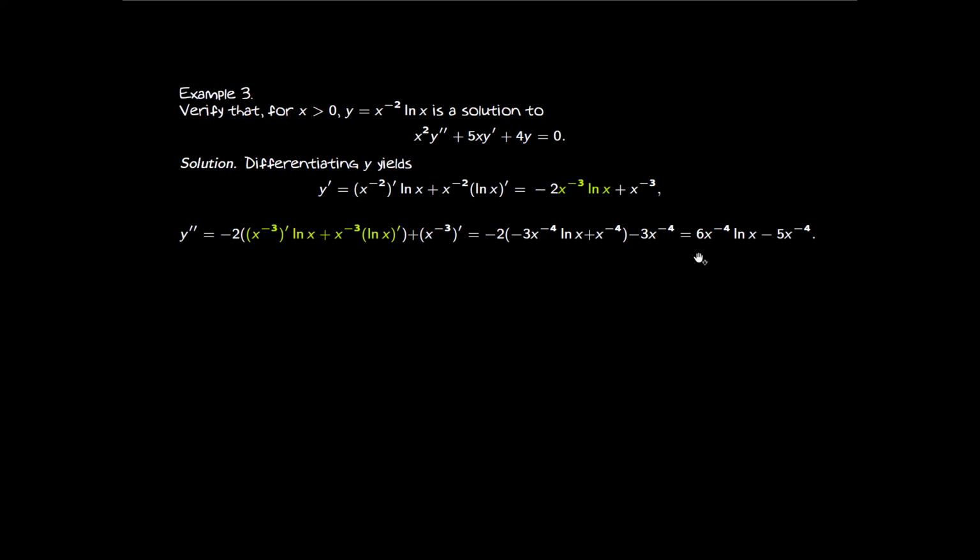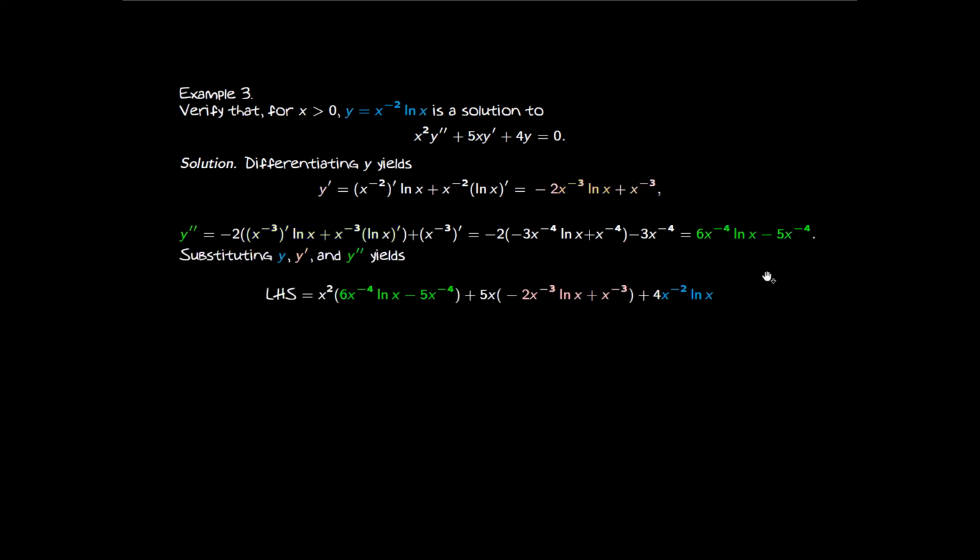And we combine the like terms, we get 6 times x to the -4th power times natural log of x minus 5 times x to the -4th power. And now we're ready to plug the y and its derivatives into the equation.